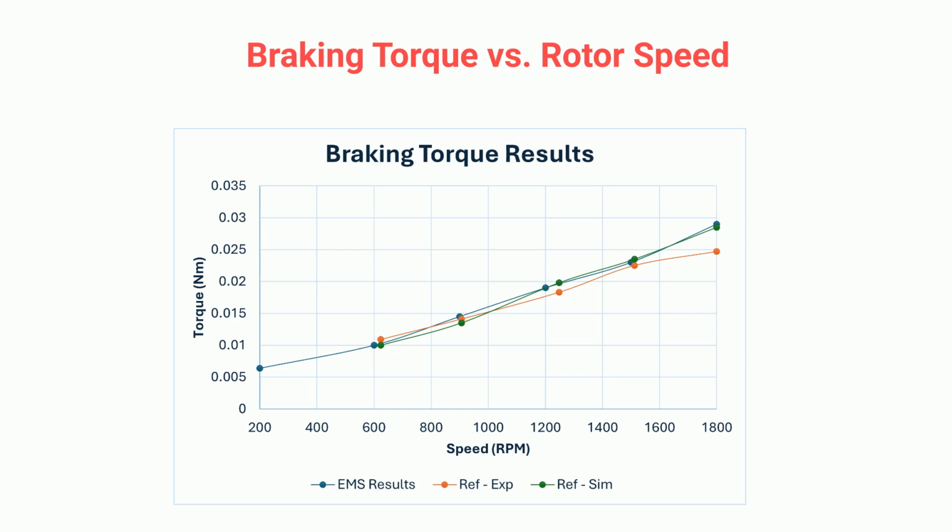Braking torque versus rotor speed. Eddy currents oppose the motion, generating braking torque that stops the disc's rotation. The figure shows torque increasing with speed. This relationship is vital for optimizing performance, with comparison against experimental data showing good agreement.